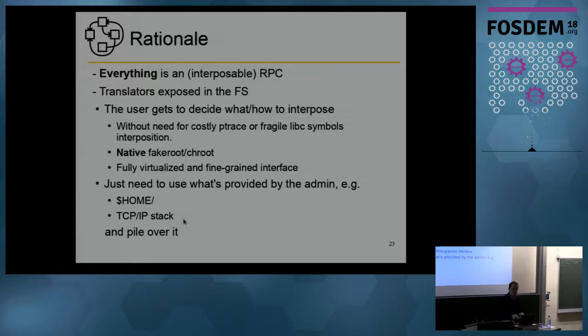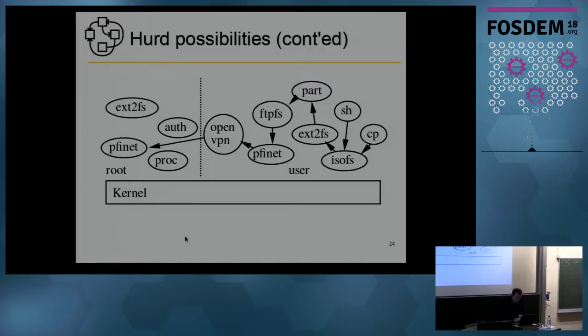So crazy thing, you have opened a VPN, then your own TCP/IP stack on top of it, then FTPFS, and to get a disk image which is partitioned, so you get to one of the partitions, then you get inside the ext2fs of the partition, and there's an ISO image, and then you open something inside it. And it is natural to do this, actually.